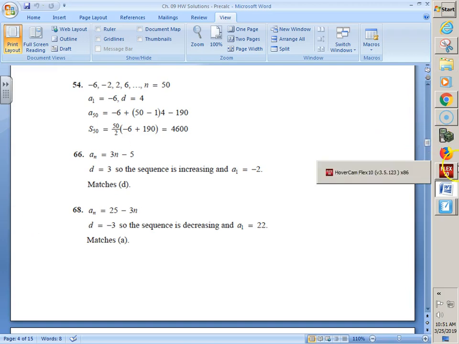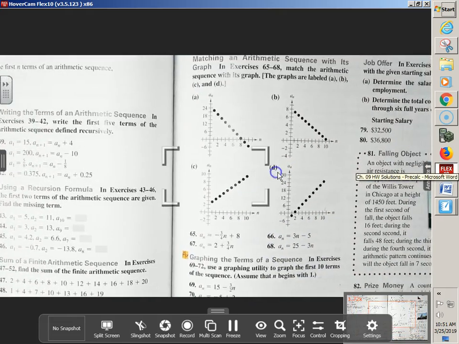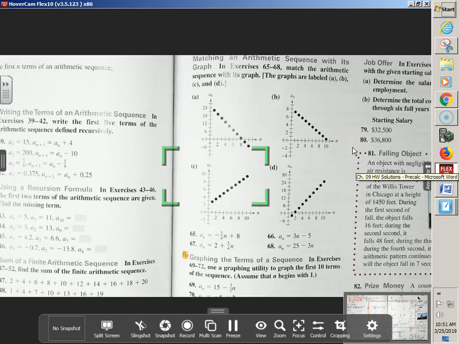Was the matching kind of weird for you guys, or did it go okay? It was okay? Because after working in your calculator, hopefully you realized, okay, this is going to be your a sub 1, right? Because it's on the 1. That's your a sub 1. This is your a sub 1. So an a sub 1 of like, what would that be?